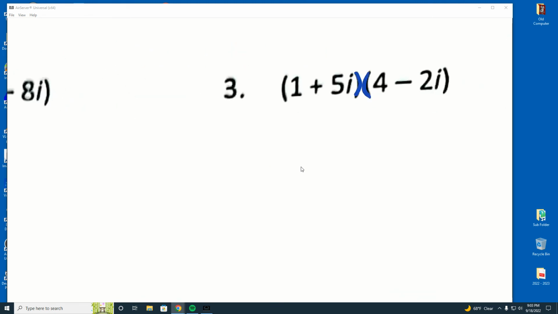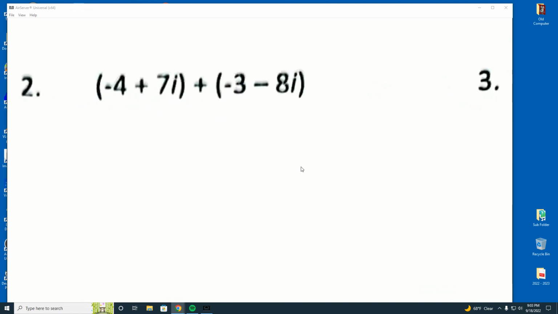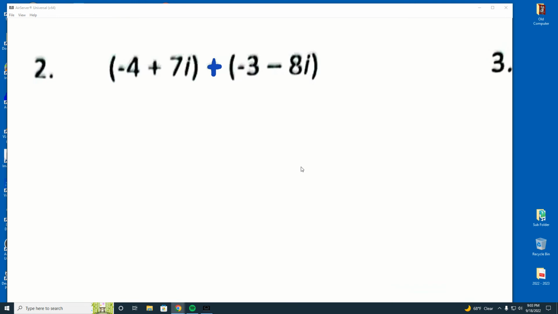Now I want you guys to notice something here, the difference between 2 and 3. On number 3, these are just right next to each other, which is indicating multiplication. But in this one, it's not. There's a plus sign here, which is indicating that you're simply combining like terms.